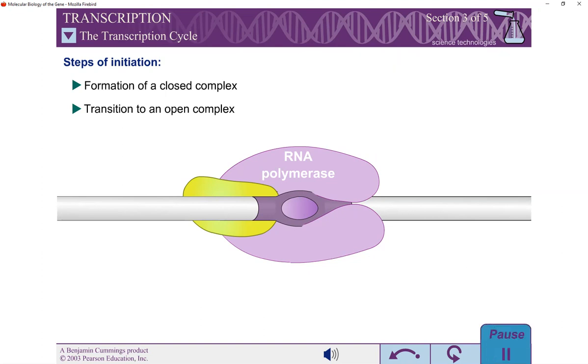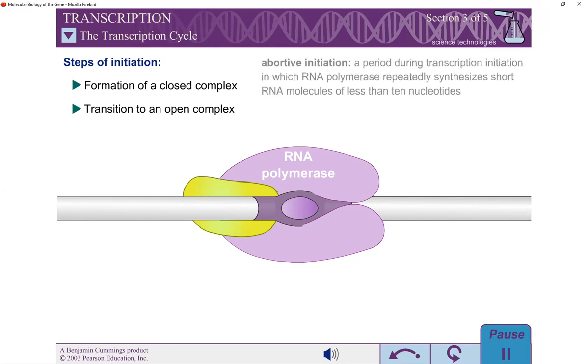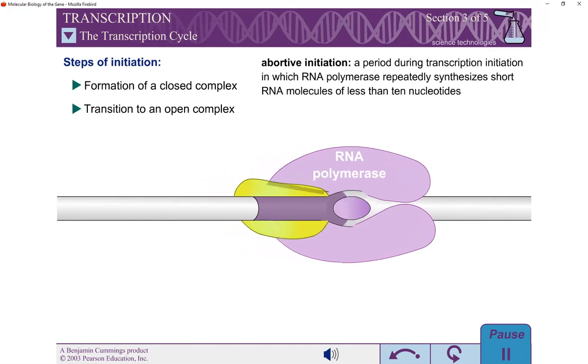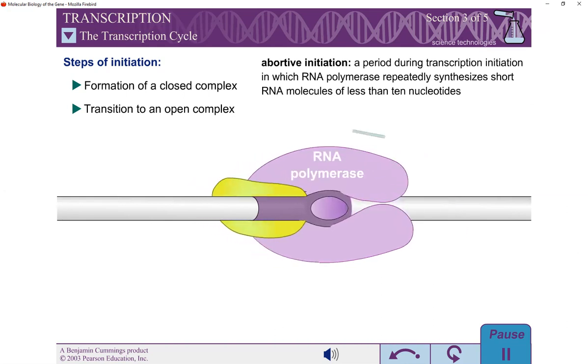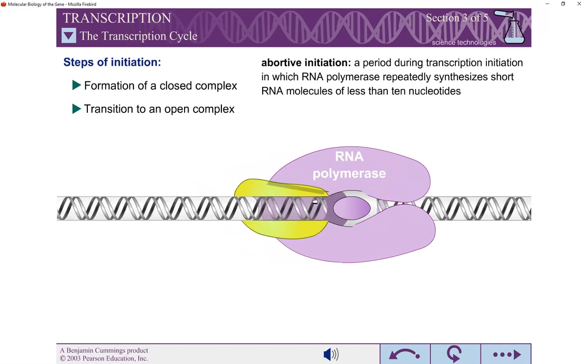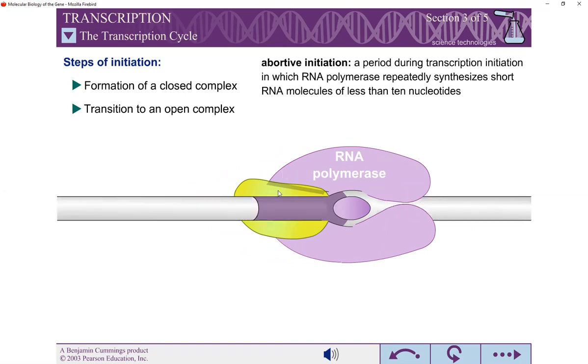In contrast with DNA polymerase, RNA polymerase is able to begin synthesis of a new polynucleotide without a primer. In bacteria, however, once RNA synthesis begins, the RNA polymerase goes through a period called abortive initiation. The enzyme synthesizes short RNA molecules of less than 10 nucleotides. How it biosynthesizes them, please do have a look.